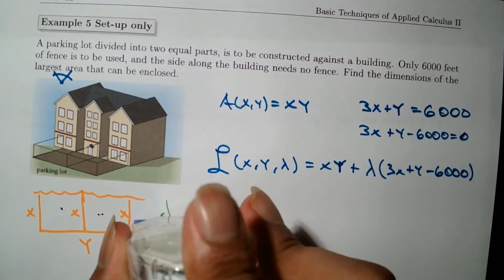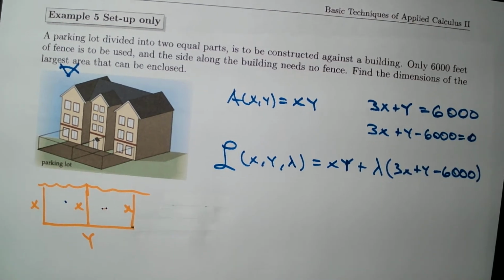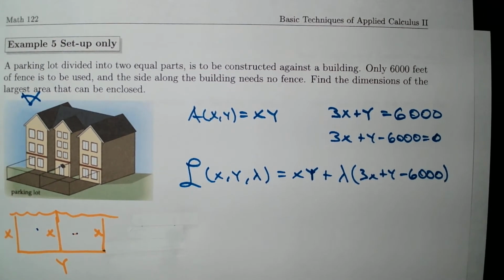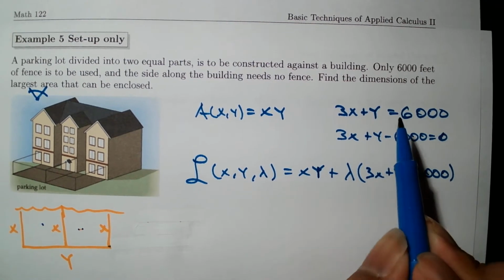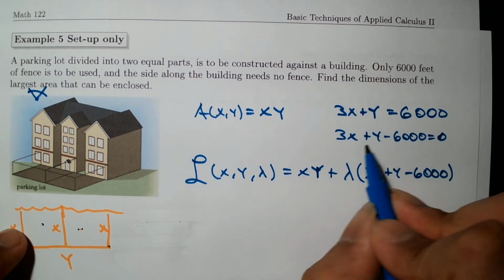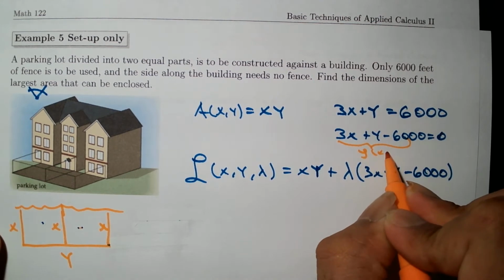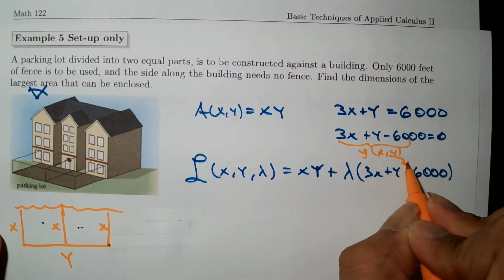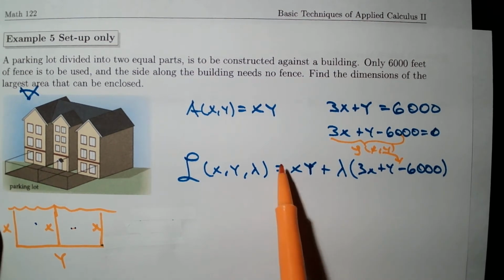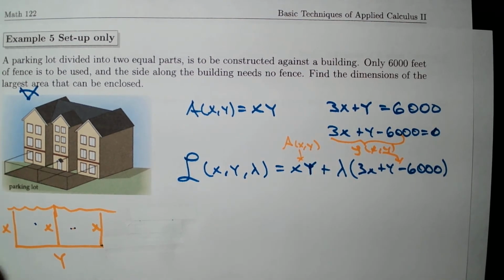Let me erase this so it doesn't make anything unclear. Then in this case, I'm going to have x plus x plus x, which is 3x, plus 1y equals 6,000, which in the form of a constraint g of xy is going to be this whole thing right there. That is going to be in the Lagrangian function. And then from here, you would go the same way as we did in the previous example.